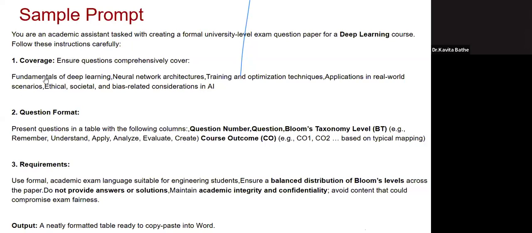You can provide the coverage. Then you can provide the question format. You can specify here the Bloom's taxonomy level, COs, and you can specify the major requirements. So use formal academic exam language suitable for engineering students. For example, ensure a balanced distribution of Bloom's taxonomy levels.